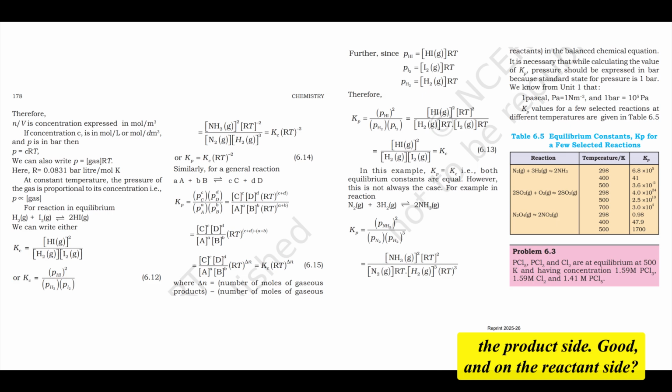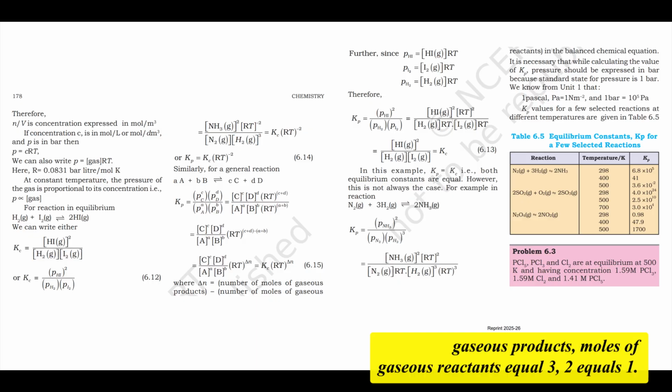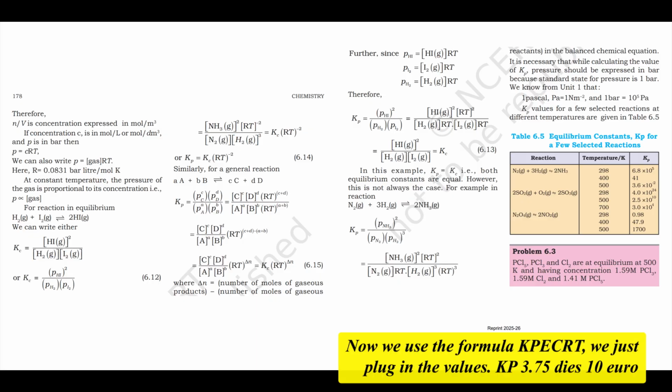Good, and on the reactant side? Just 2 moles of NaCl gas. Perfect. So moles of gaseous products minus moles of gaseous reactants equals 3 minus 2, which equals 1. Now we use the formula Kp = Kc(RT)^Δn. We just plug in the values.